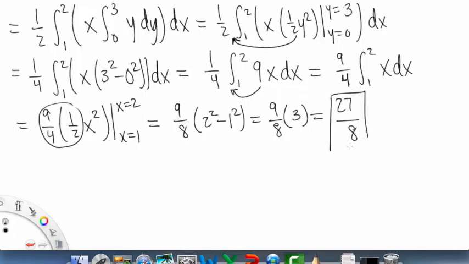Okay, and again, this is not a volume. It represents some 4-dimensional quantity that the problem didn't specify. It just said calculate the triple integral. So this is still some kind of 4D quantity.